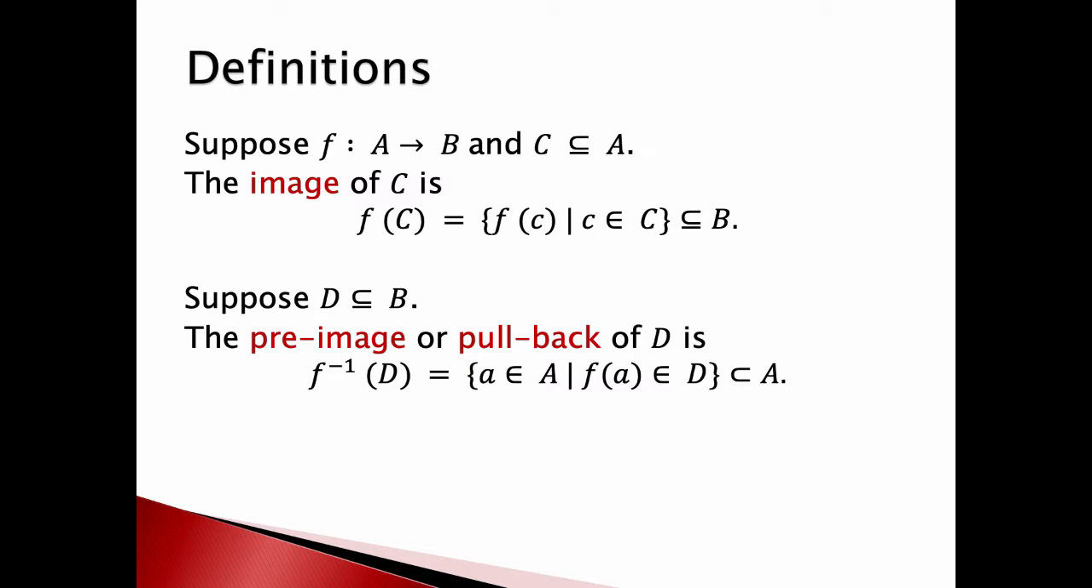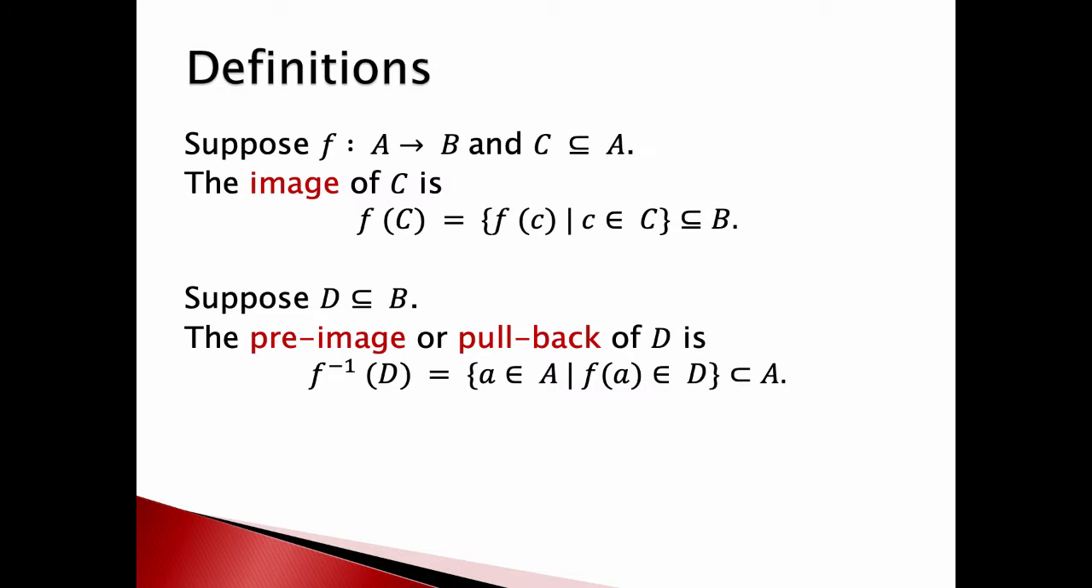So D is some subset over in B. Its pre-image, which we write so that it looks like f with the minus 1 of D, is the set of all the a's back in the domain, so that when you plug a into the function, you get something in D. Okay, so again, this is not that complicated of an idea, but notice I haven't said something in the range; it's something in B.